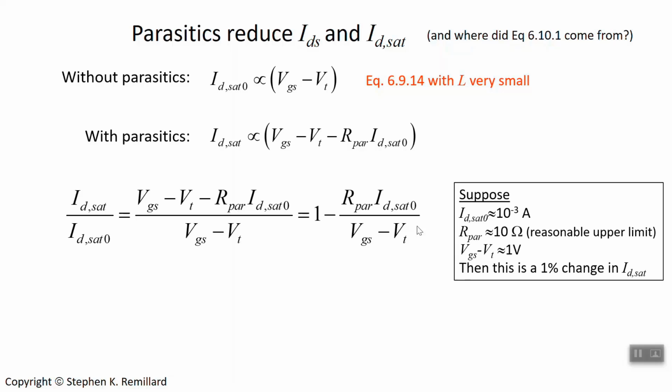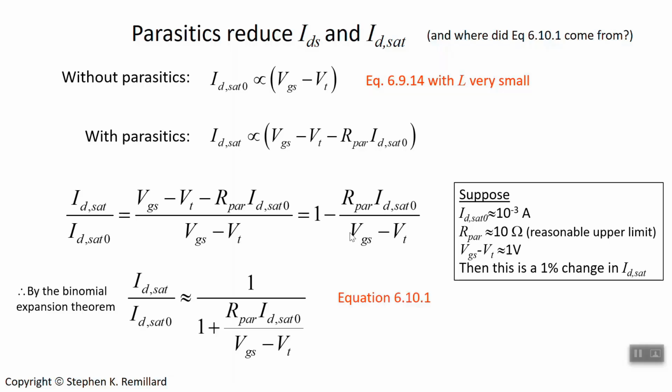If I look at some typical values for these quantities, like an ID sat, saturation drain source current of about 1 milliamp, a parasitic resistance of less than 10 ohms, it will be typically 1 ohm. The gate source voltage minus V threshold, something on the order of 1 volt. Well, if these are the values, this expression right here is 0.01. And so that's a 1% adjustment. With these typical values, actually 10 ohm probably being a worst case, I have an adjustment on my drain source saturation current of about 1%.